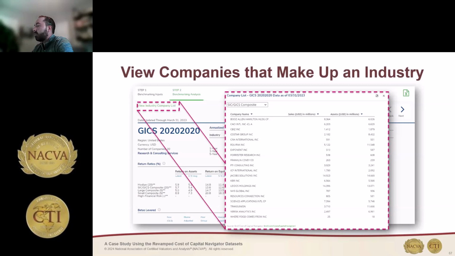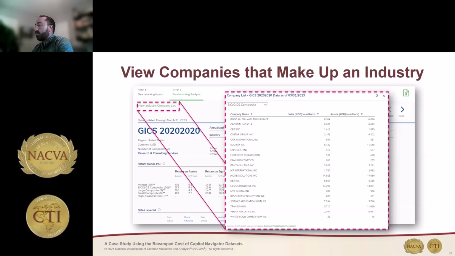And why is this important? The list of companies that make up an industry, you want them to be comparable to your subject company. So you might find that there are too many companies that don't meet your criteria. So what do you do next?